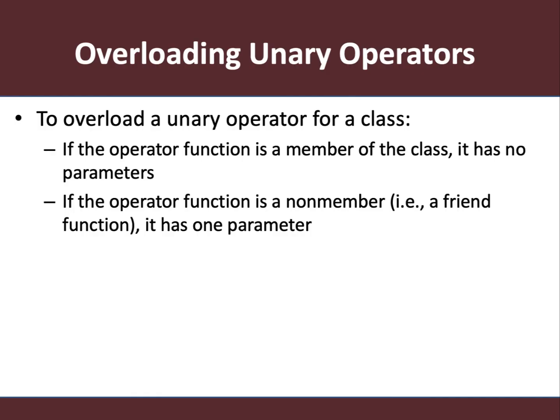Now that we learned about pointer this, let's talk about overloading unary operators. The process of overloading unary operators is very similar to the process of overloading binary operators. The only difference is that in the case of binary operators, the operator has 2 operands, and in the case of a unary operator, the operator has only 1 parameter. Therefore, to overload a unary operator for a class, you first need to look at the operator, and if the operator function is a member of the class, then it has no parameters. And if the operator function is a non-member, that is a friend function of the class, then it has only 1 parameter.